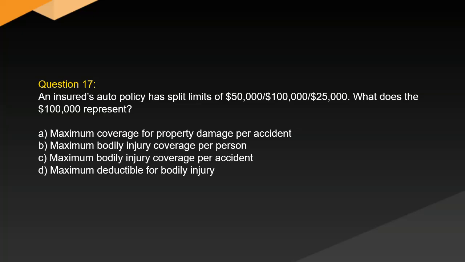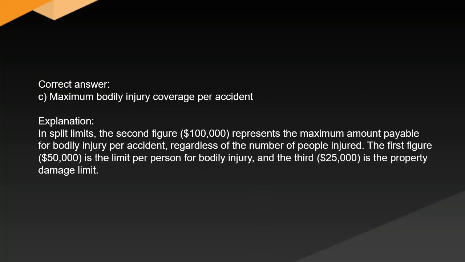Question 17. An insured's auto policy has split limits of $50,000, $100,000, $25,000. What does the $100,000 represent? A. Maximum coverage for property damage per accident. B. Maximum bodily injury coverage per person. C. Maximum bodily injury coverage per accident. D. Maximum deductible for bodily injury. Correct answer: C. Maximum bodily injury coverage per accident.